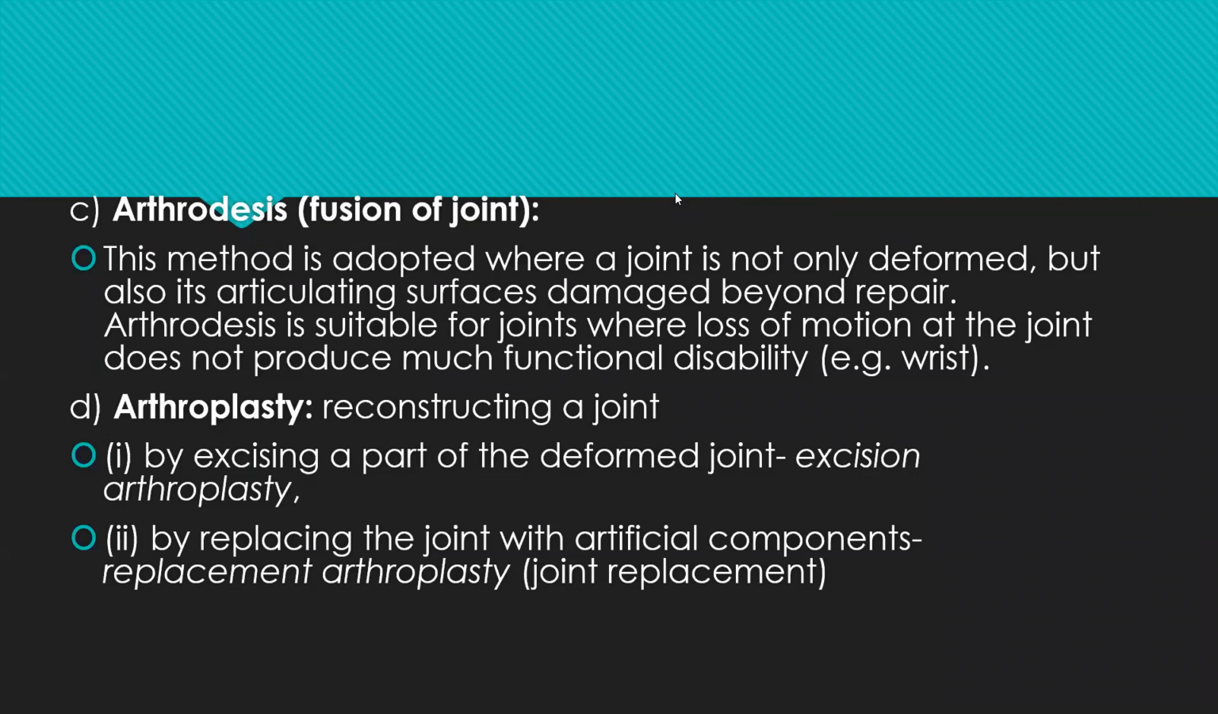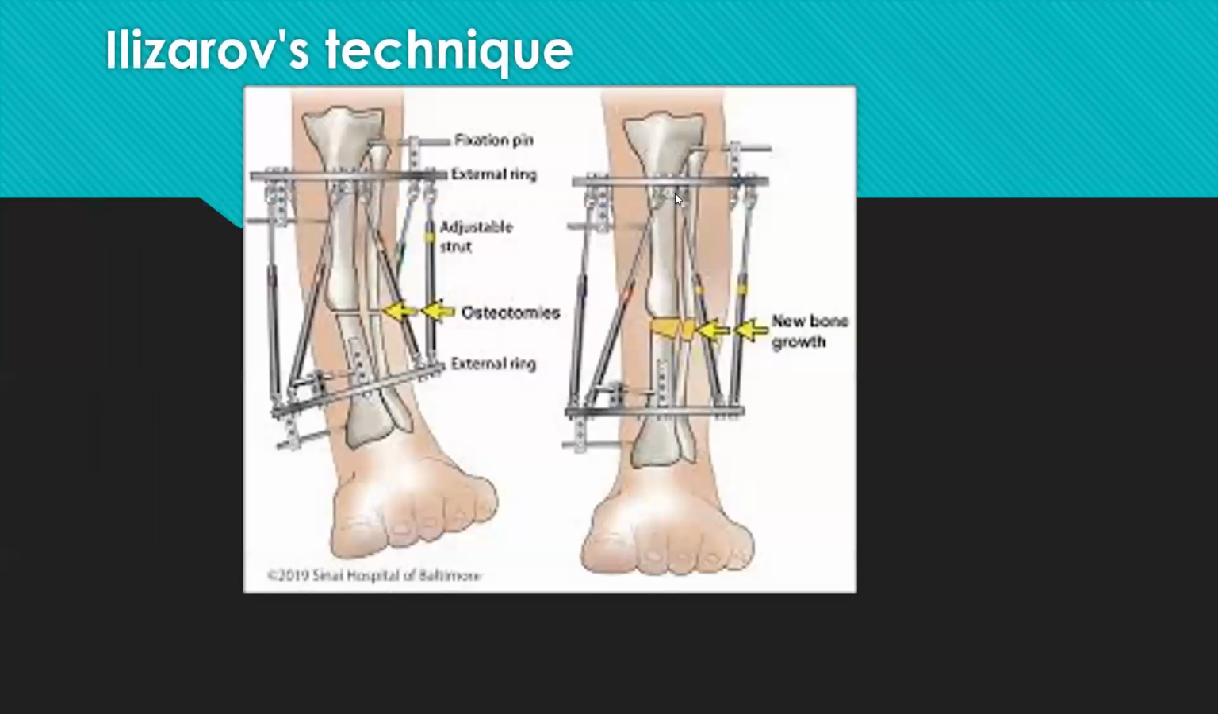Another option is arthrodesis, which is fusion of the joint. This is usually used when the joint is not only deformed, but also the joint surfaces have been damaged beyond repair, so that you can't get a functional joint. So you go for arthrodesis, which is a fusion of the joint. Next is arthroplasty, which is reconstructing a joint with an artificial prosthesis. Speaking about deformity correction, one can never forget to mention what is called the Ilizarov technique. This is a technique of compression distraction osteogenesis, which also helps in correcting deformities in multidimensional planes.